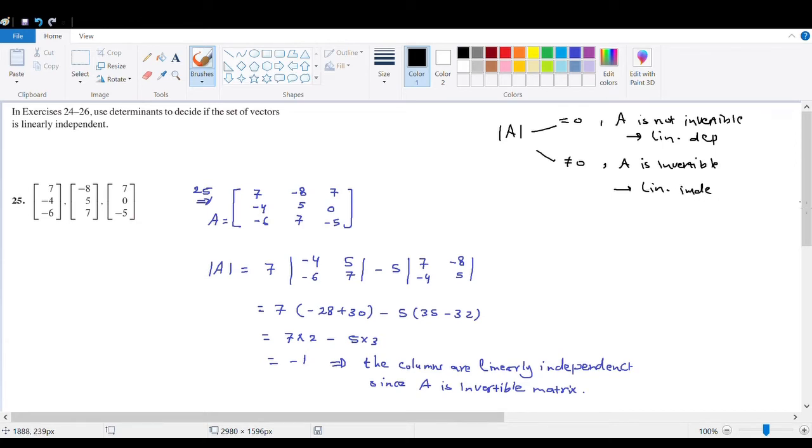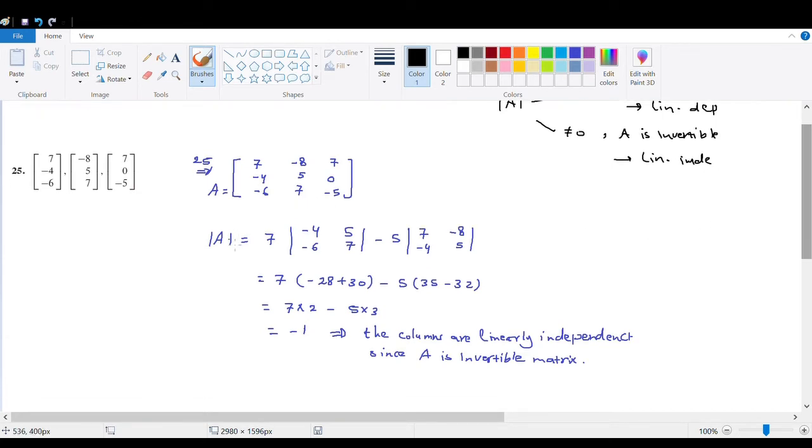independent. So we find the determinant of this matrix A, which is equal to minus 1. So minus 1 is different than 0. That means A is invertible and the columns are linearly independent.